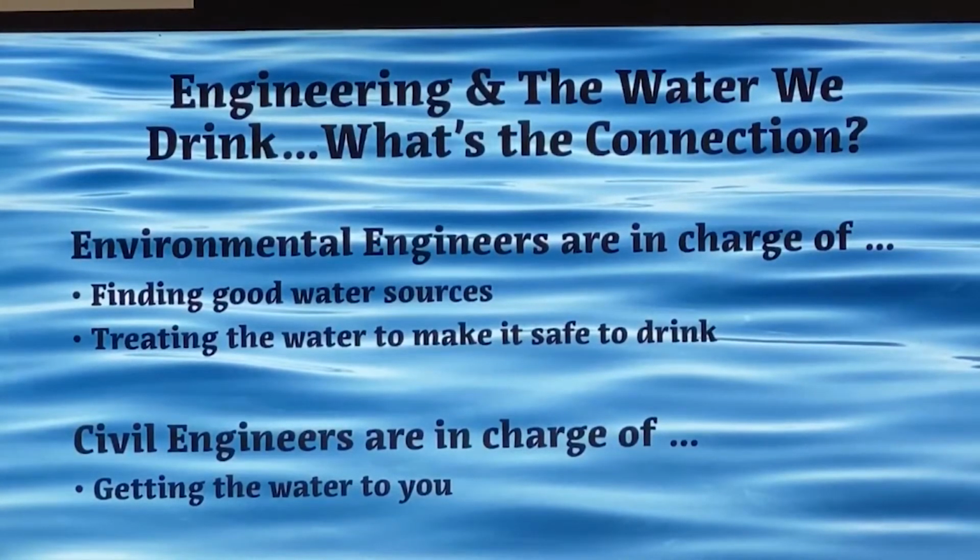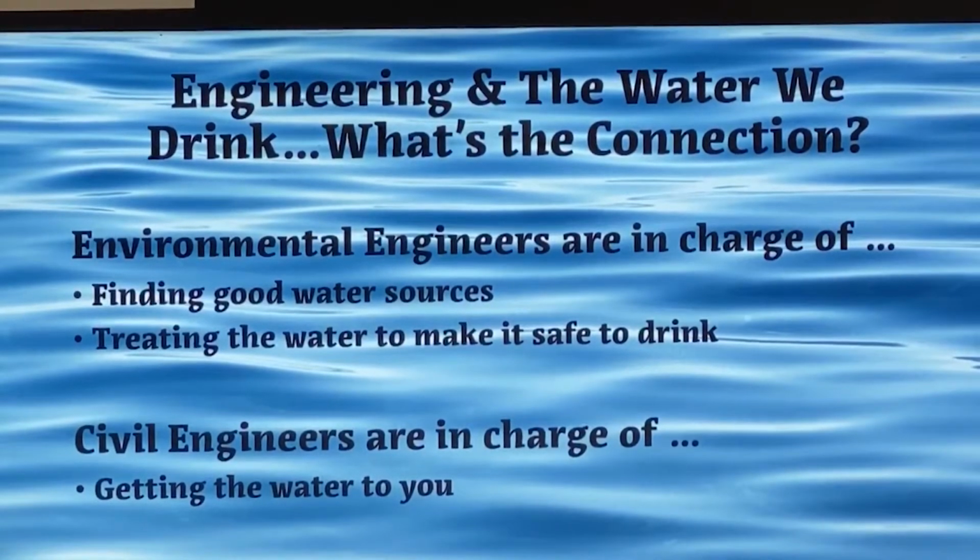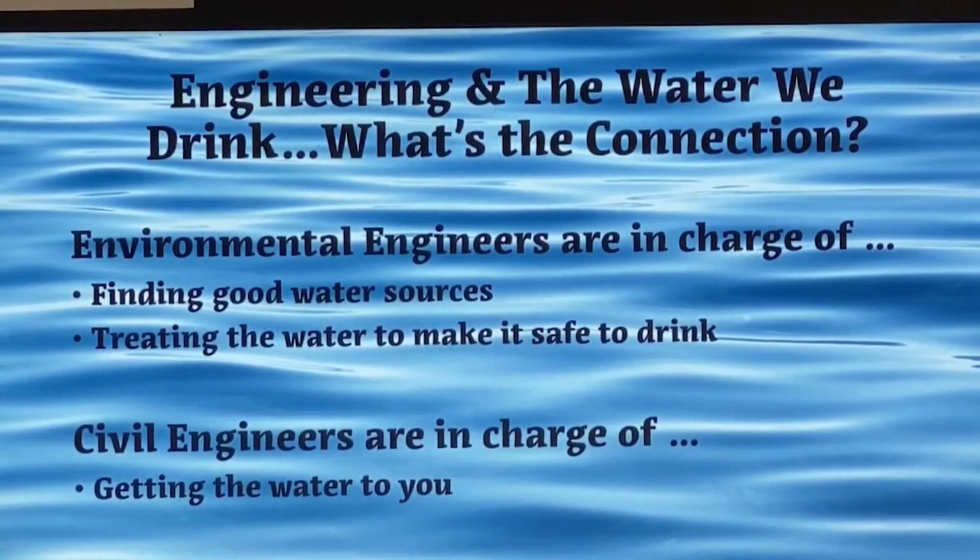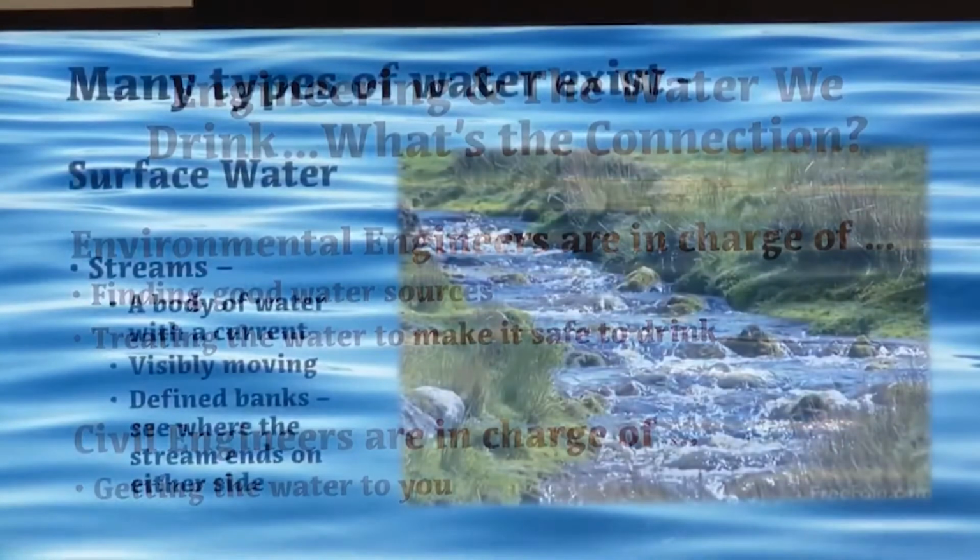So first, engineering and the water we drink. What's the connection? Well, first, we want to look at environmental engineers and what they're in charge of. One of the things environmental engineers are in charge of is finding good water sources. And another piece is that they treat the water to make it safe to drink. So they want to make sure that the water that they find is suitable for drinking as well. Now, civil engineers are in charge of getting the water to you. So there are two very different engineering jobs that are involved with water.